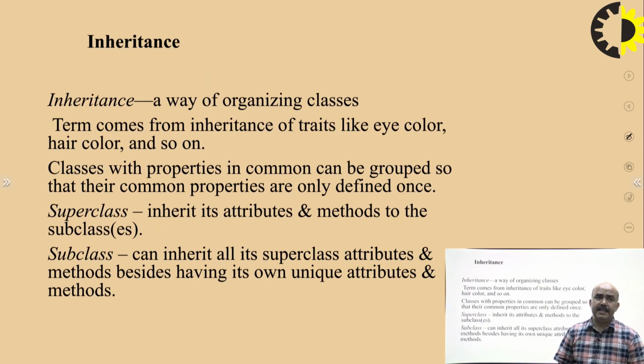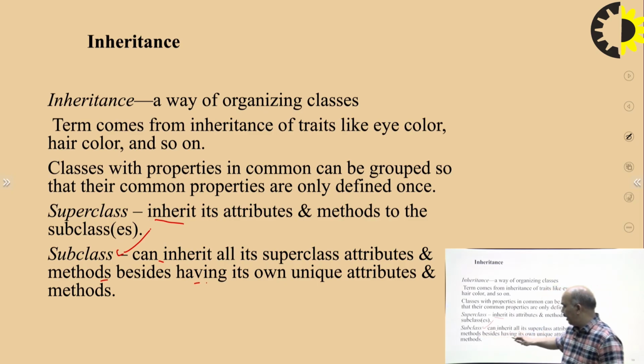First is inheritance. Inheritance is a way of organizing your classes. Here, inheritance states things like eye color, hair, and so on. Classes have certain properties which can be grouped together, and their common properties are defined as one superclass, which has certain attributes or methods that will be inherited by its subclasses. Subclasses inherit all superclass attributes and methods besides having their own unique attributes and methods.